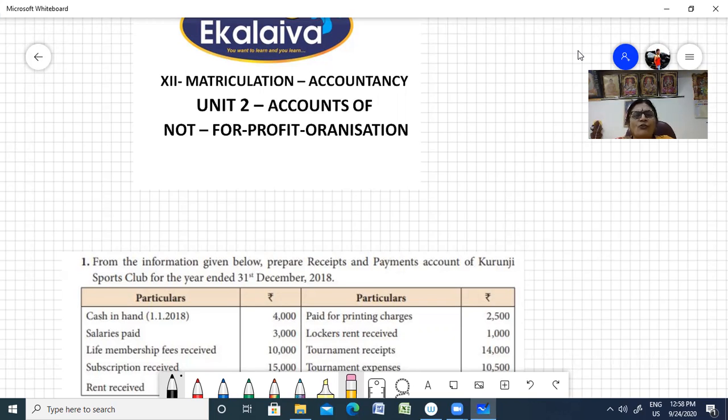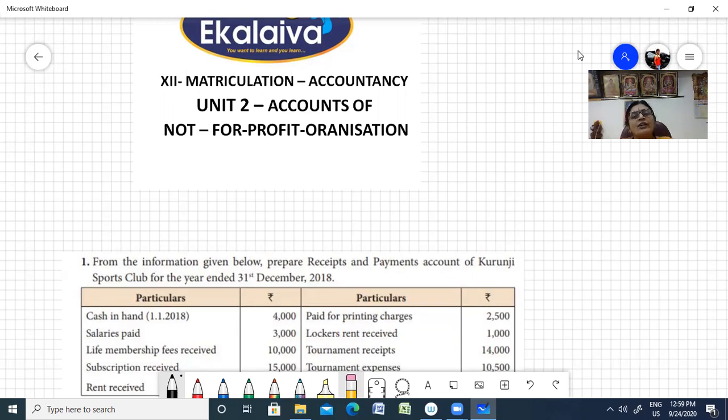And what do you mean by not-for-profit organizations? Not-for-profit organizations function without any profit motive. Their aim is to give service. Now, what are the examples of not-for-profit organizations? Examples are recreation clubs, hospitals, cultural societies, libraries, sports clubs. All these are not-for-profit organizations.